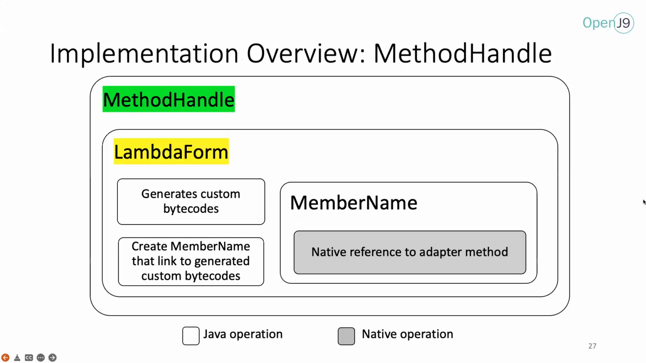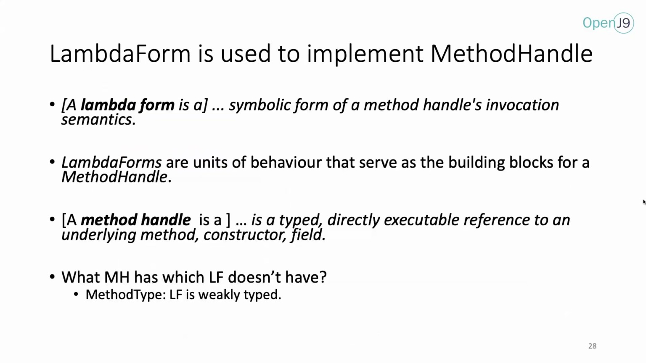So thank you, Naseem. Here we again see the high-level implementation overview of a method handle. We just covered a method handle example and how the bytecodes for that example look. To further understand how the method handle gets invoked, we need to know what a LambdaForm does. A LambdaForm is used to implement a method handle. It is a symbolic form of a method handle's invocation semantics. What it means is it describes what a method handle needs to do during the invoke phase.